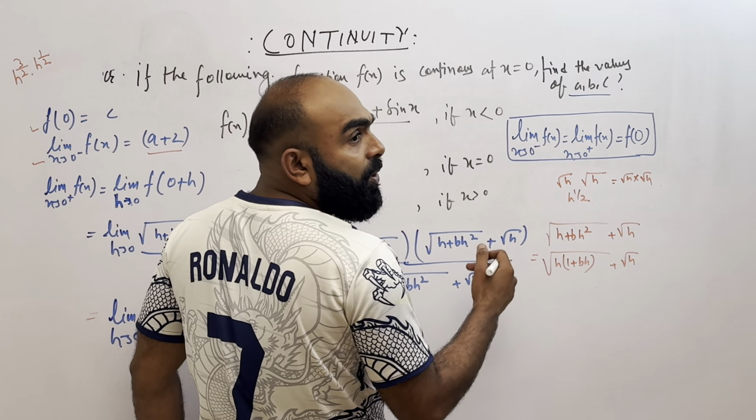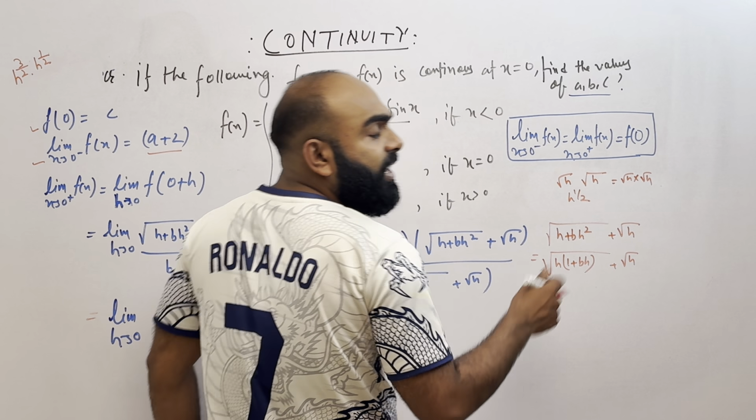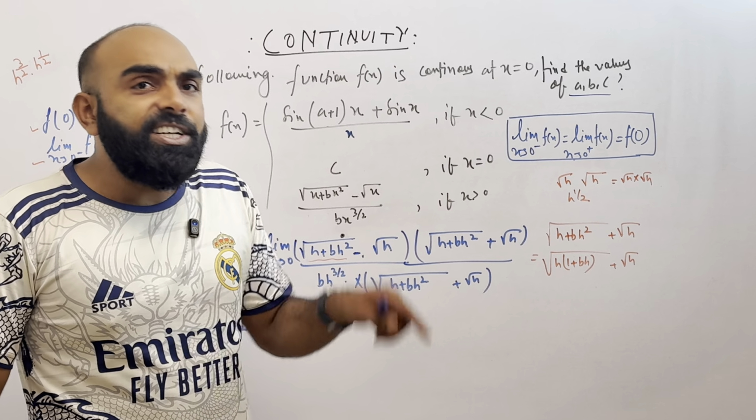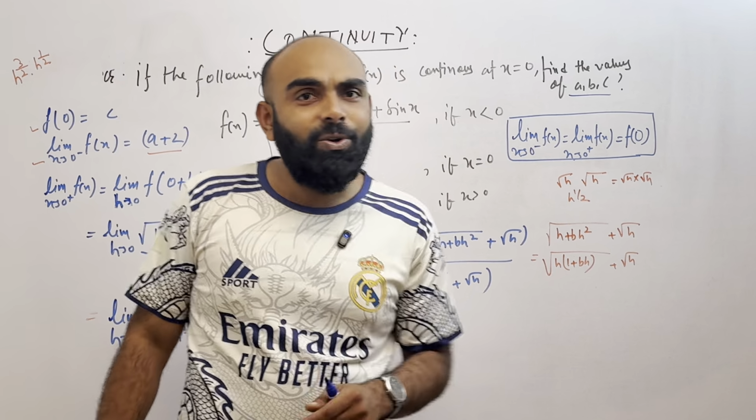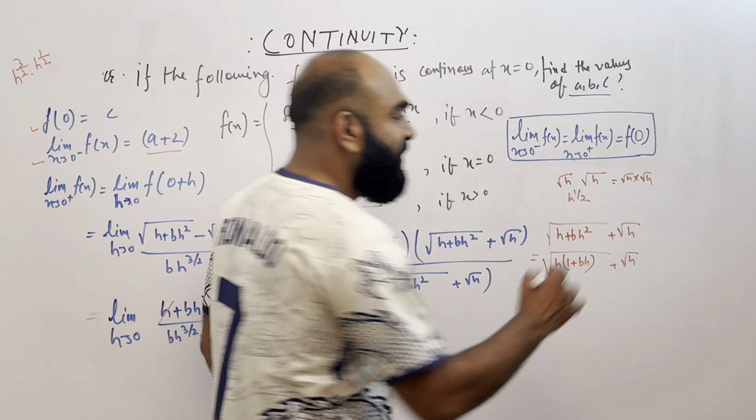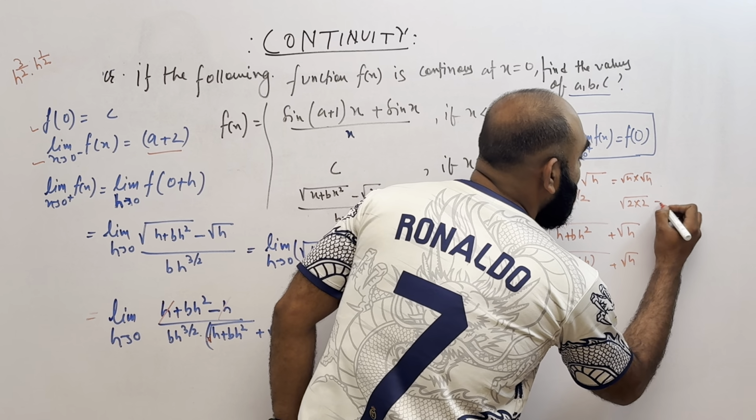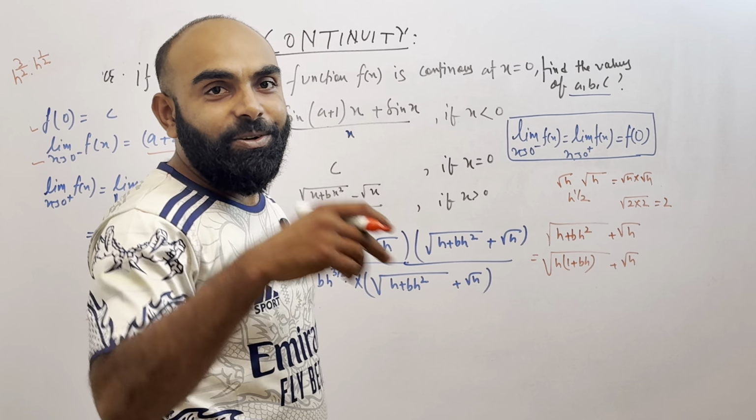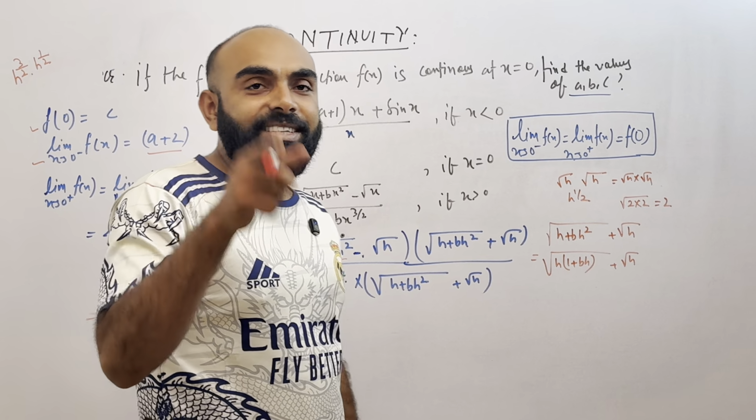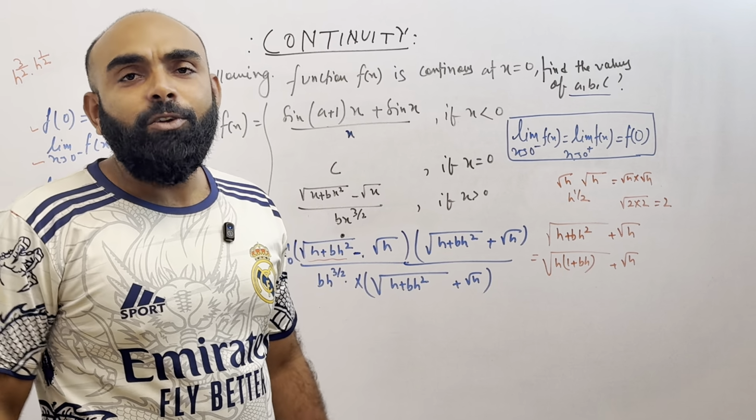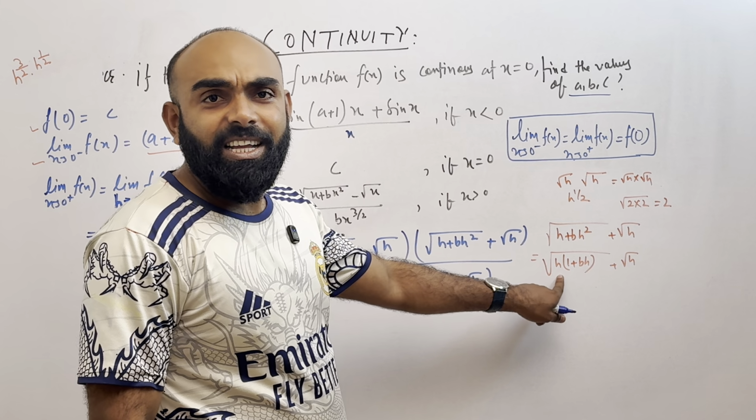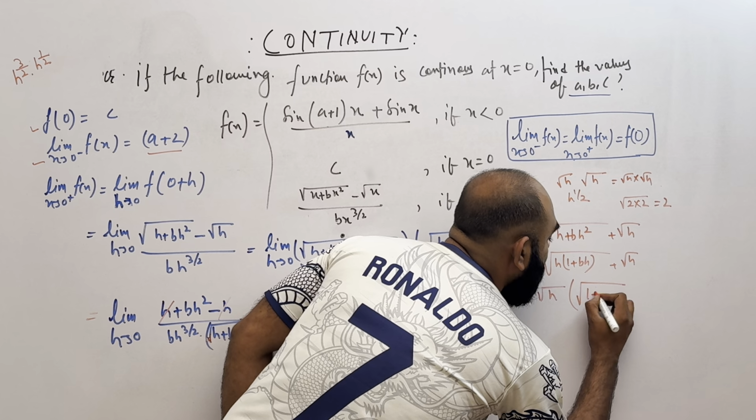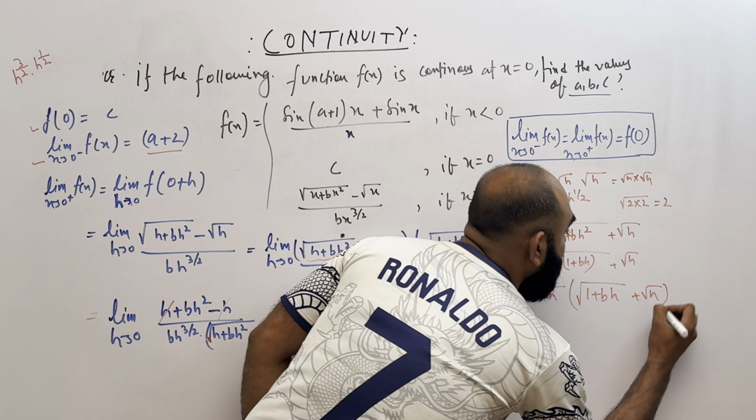If this h comes out of the root, what will it become? Sir, anything comes out of the root when it is in a pair. Like 2 into 2, if it is written inside the root, it will come out as 2. Root under 2 into 2, sir, it will be 2. If inside it is written 4 into 4, sir, the value will be 4. Root h, outside it will come, sir, it becomes root h into root under 1 plus bh plus root h. Are you getting this one?